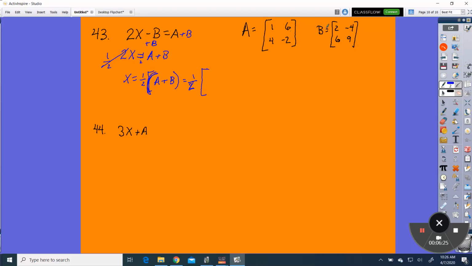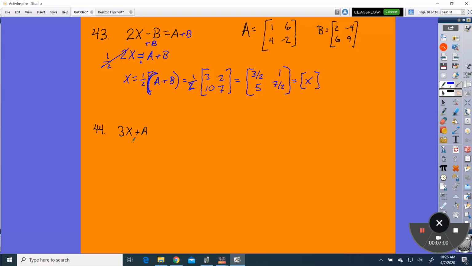A plus B. 1 plus 2 is 3. 6 plus negative 4 is 2. 4 plus 6 is 10. Negative 2 plus 9 is 7. 3, 2, 10, 7. And now I just take half of it. So that's going to be 3 halves, 1, 5, and 7 halves. And that's my answer. That's what the variable X matrix is.